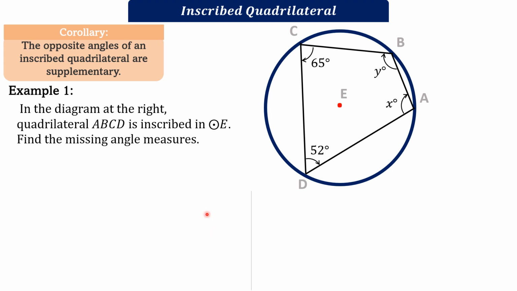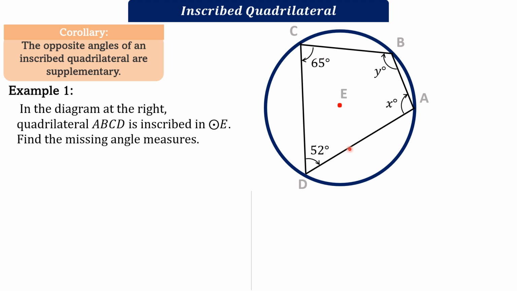Let's have an example. In the diagram at the right, quadrilateral ABCD is inscribed in circle E. Find the missing angle measures. Let's start analyzing the figure.